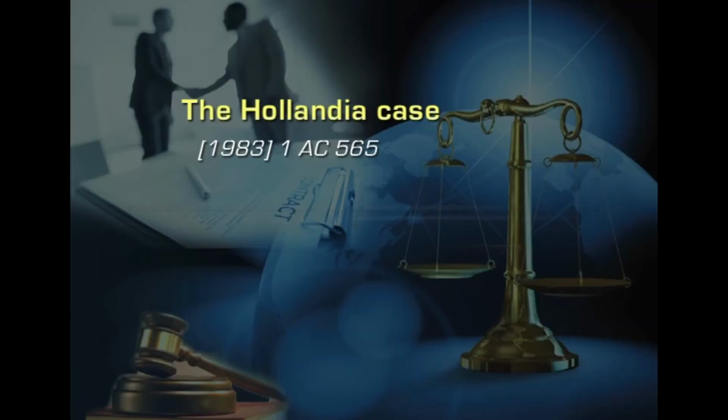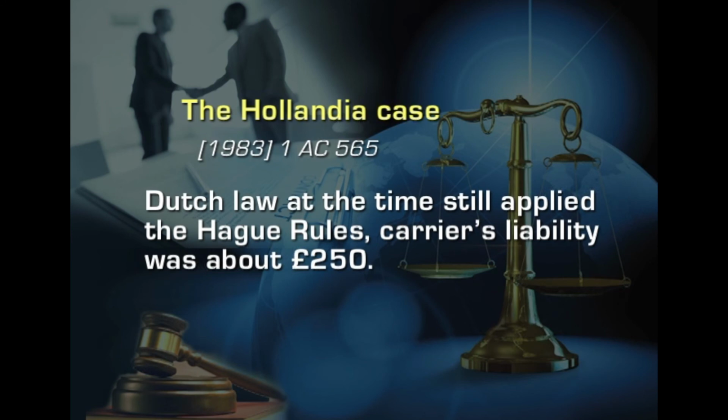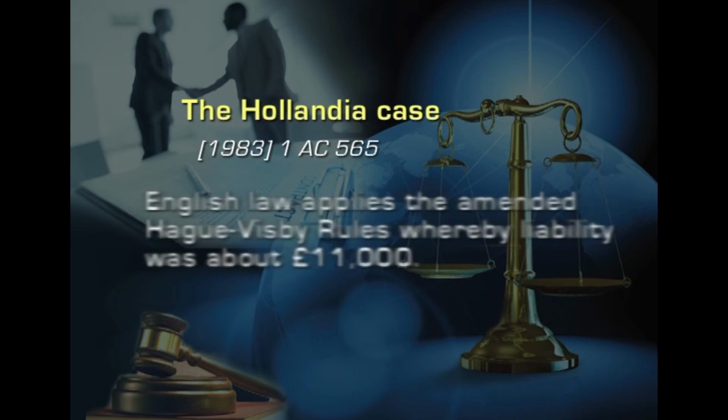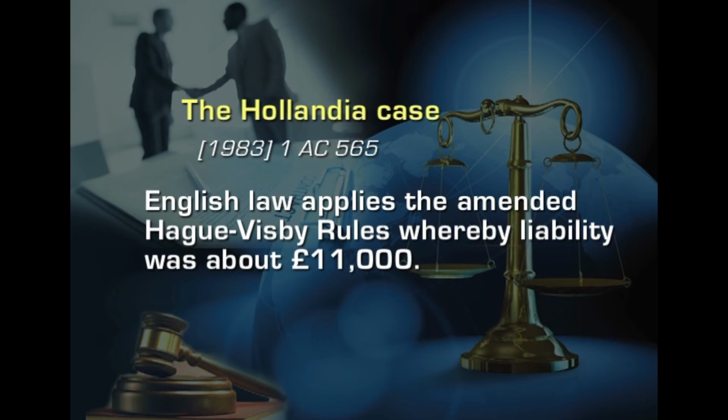The damage was estimated at about £22,000 and the plaintiffs brought an action in rem against the Hollandia in the English court. The carriers, relying on both the jurisdiction and the choice of law clauses, applied for a stay of the English proceedings. Dutch law at the time still applied the Hague rules. Carrier's liability was about £250. English law applies the amended Hague-Visby rules, whereby liability was about £11,000.